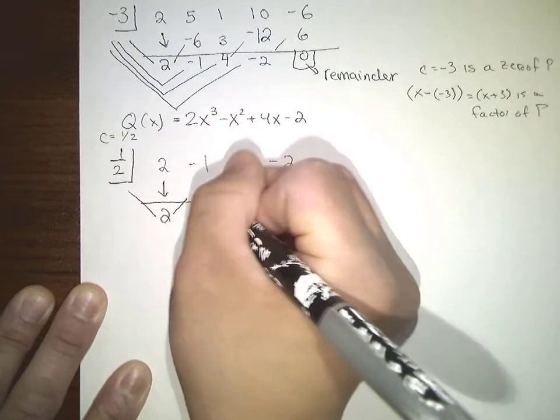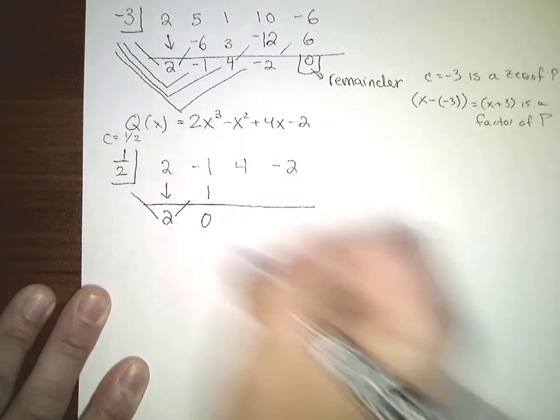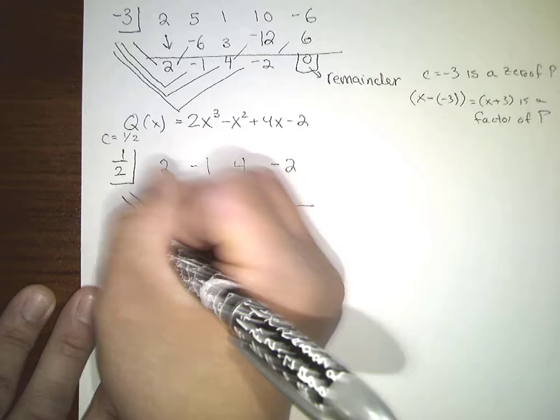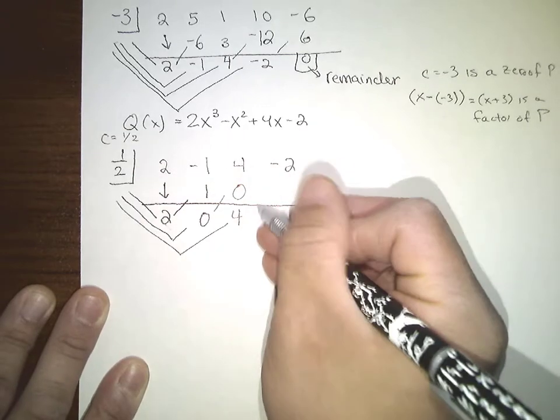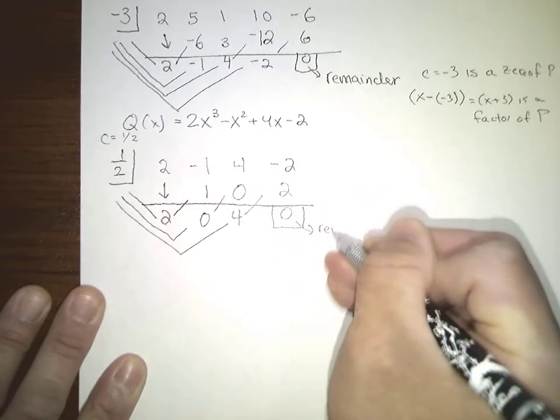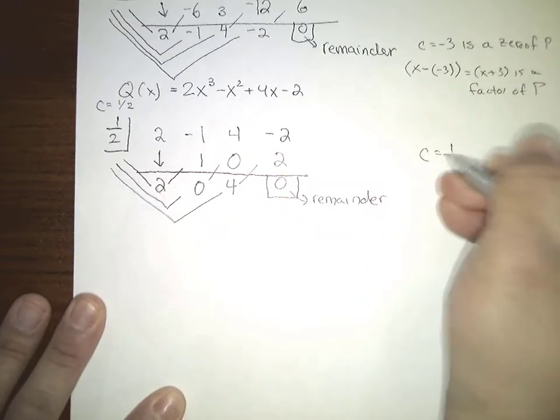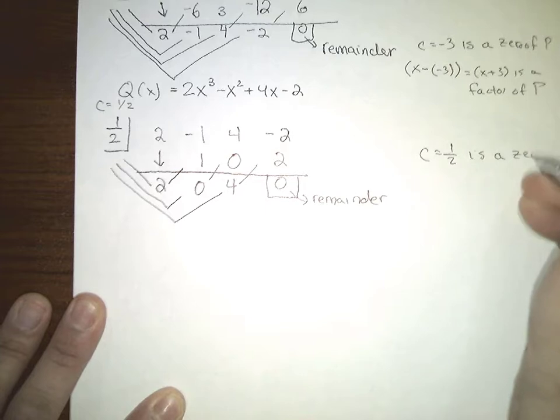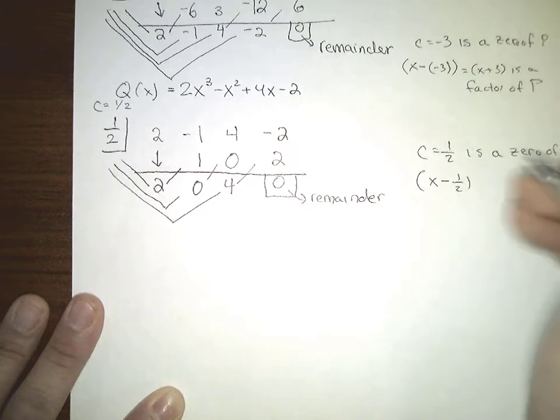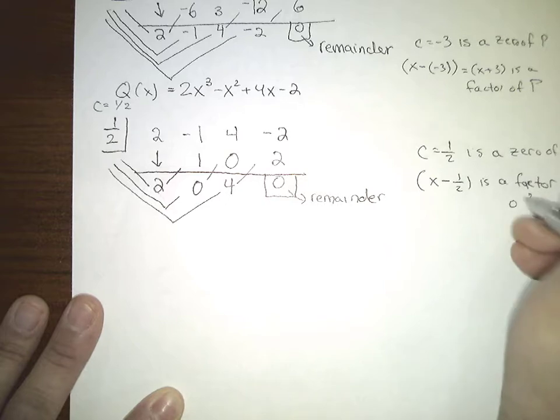Then I'll bring down the 2. A half times 2 is 1. Then -1 plus 1 is 0. Then a half times 0 is 0. So 4 plus 0 is 4. And then a half times 4 is 2, and -2 plus 2 is 0. So there is another remainder of 0. So that means that c equals a half is a 0 of p, and x minus a half is a factor of p.